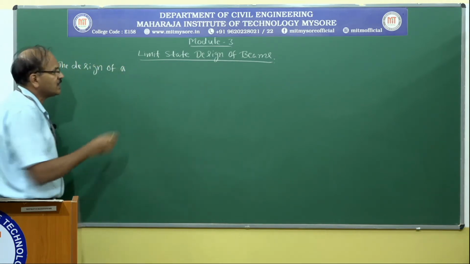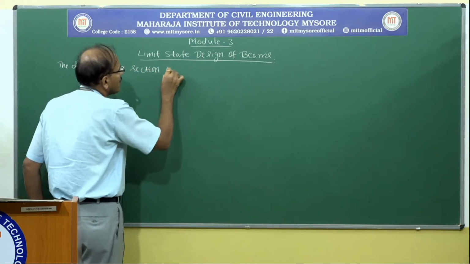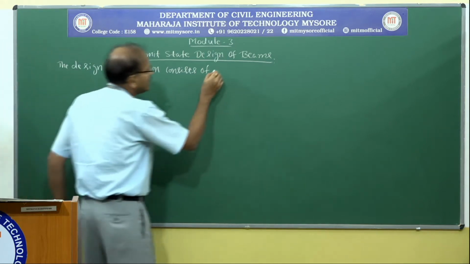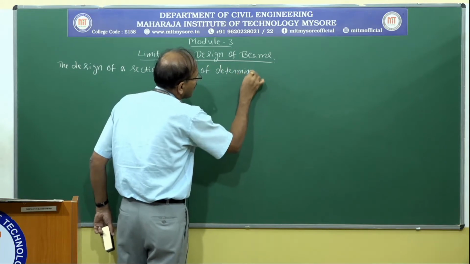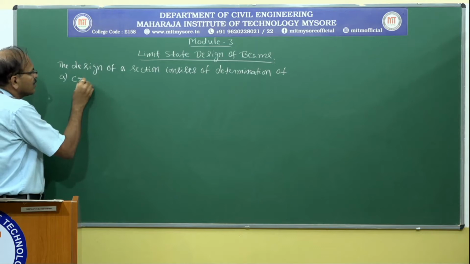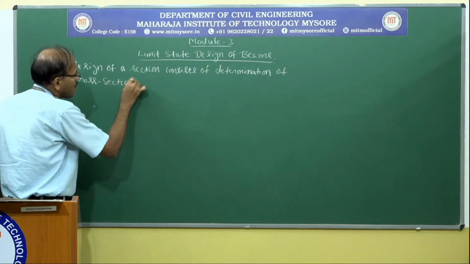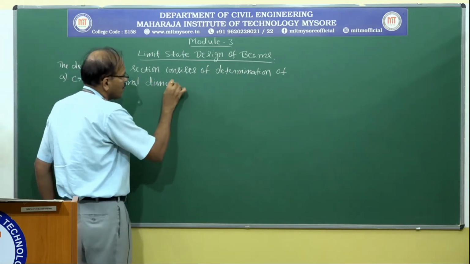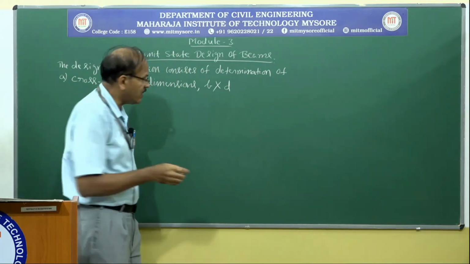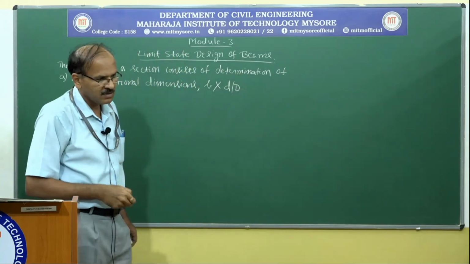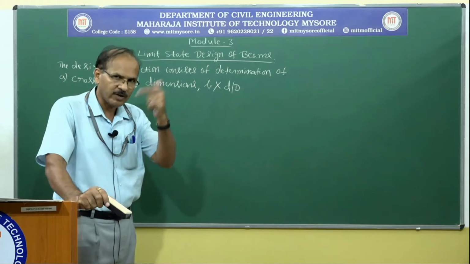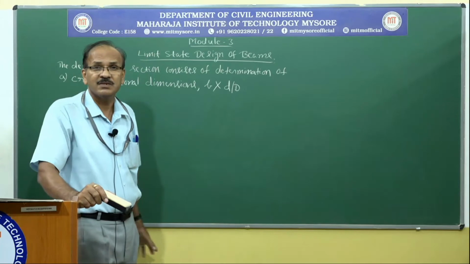The design of a section consists of determination of cross sectional dimensions B by D, where B is the width and D is the effective depth, or capital D is the overall depth. Of course we calculate the effective depth in the design, and we are going to add some cover to it as per codal recommendation, and we are going to find out finally what is the overall depth.